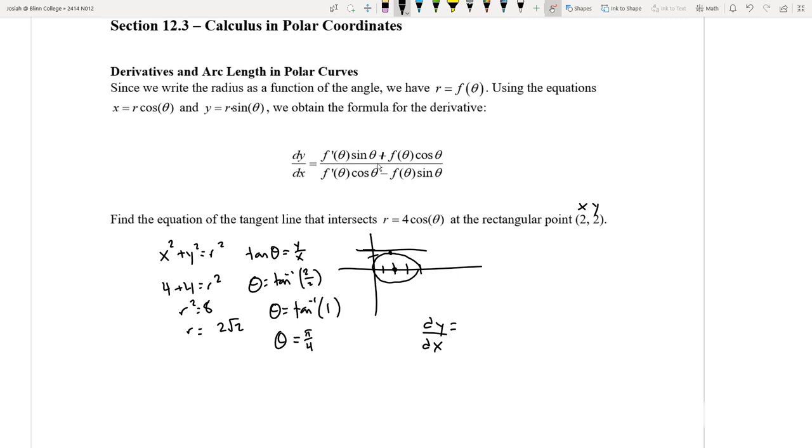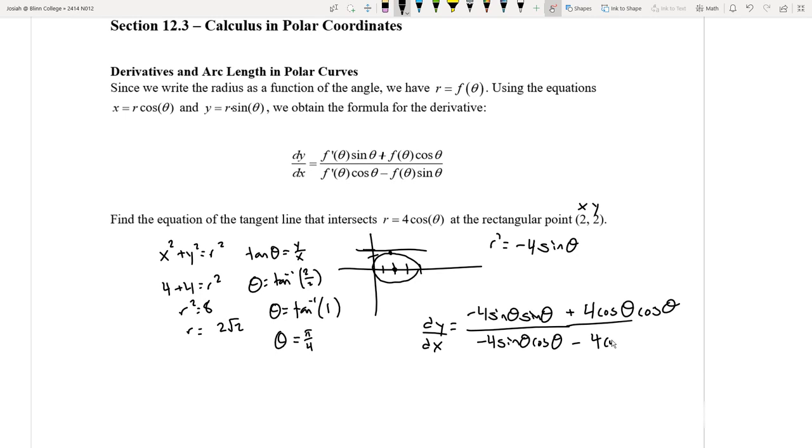We've got our formula up here. So we need to figure out r prime, and that's just going to be negative 4 sine theta. So we'll go ahead and plug that in. We've got negative 4 sine theta times sine theta plus 4 cosine theta times cosine theta. Over on the bottom here, negative 4 sine theta cosine theta minus 4 cosine theta sine theta.